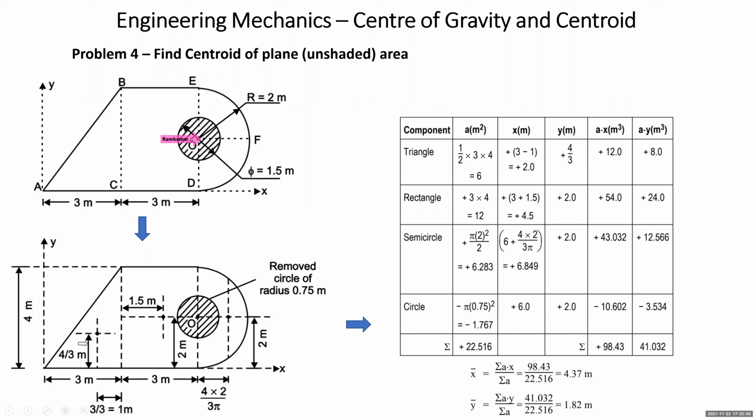There is no axial symmetry. You need to make a table with 6 columns: component, area, x, y, ax, and ay. Units you can see are in meters. Here dimensions are given in meters. So here area will be meter square, x and y coordinates will be in meter, ax and ay will be meter cube. Now this is the diagram I have drawn again for the solution.